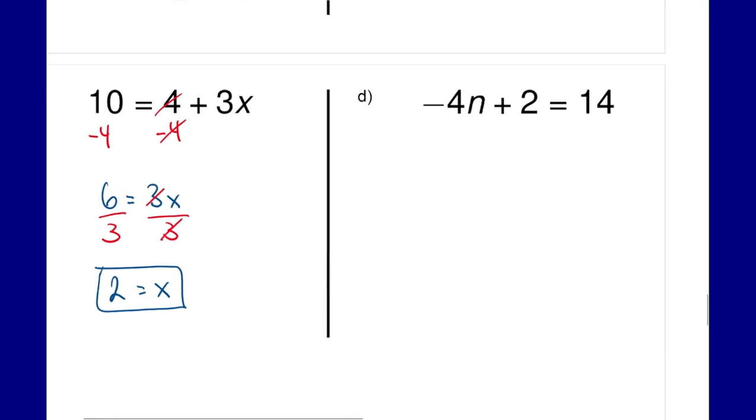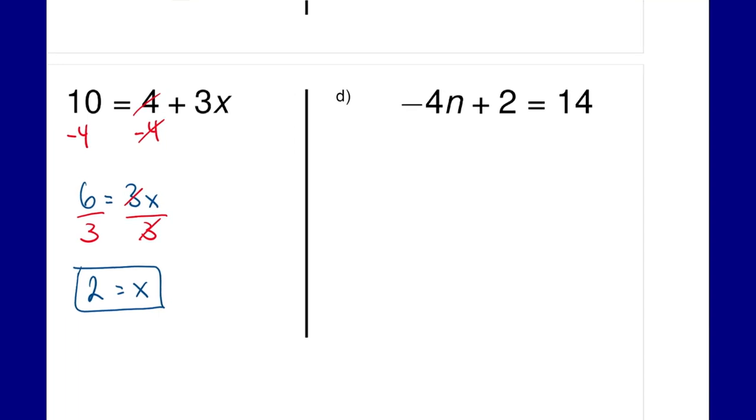For D, I'm going to show a different way. One way to show your work and work through these steps is by canceling out terms, similar to what we've done. For D, I'm going to show you a different way. This is a way that I prefer to do it, but again, it requires an inherent knowledge of what we're doing.